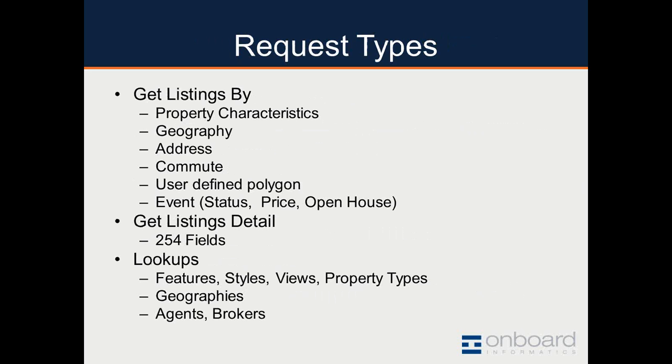Let's talk about some of the request types, and these can be categorized in three main ways. The first is get listings by, and so you'll see, we certainly have the typical property characteristics search, so bedrooms, bathrooms, square feet, price. In addition to that, like I mentioned, you can search by geographies. So, what neighborhood does it exist in? Zip code, county, city.